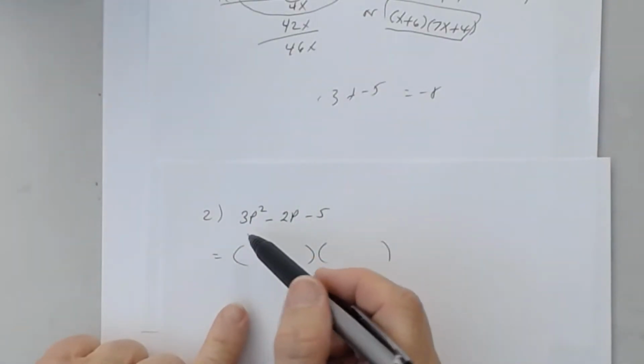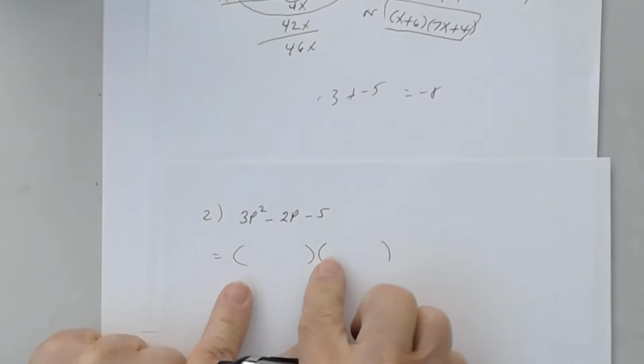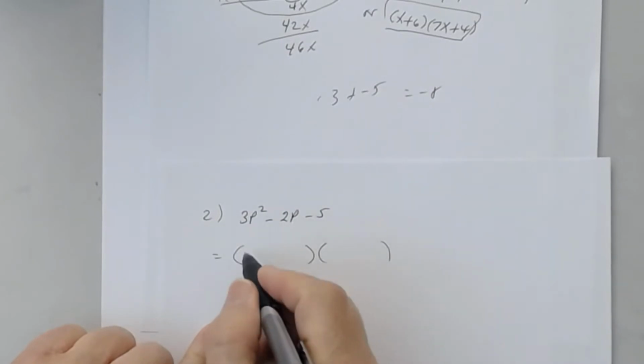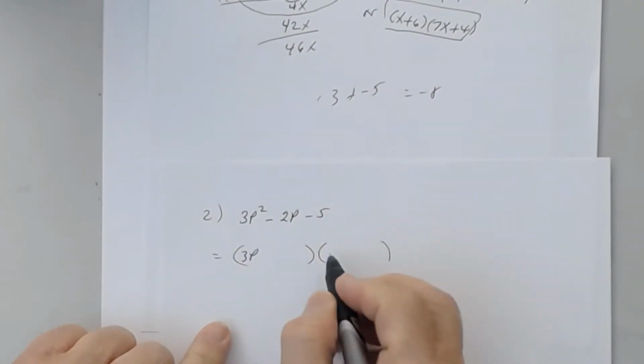Now, 3 is prime, so that means there's only one possibility for f and f. 3p and what? P. It does not matter where you put the 3p or the p. It does not matter. If you want to put the 3p in the first parentheses, that's fine.